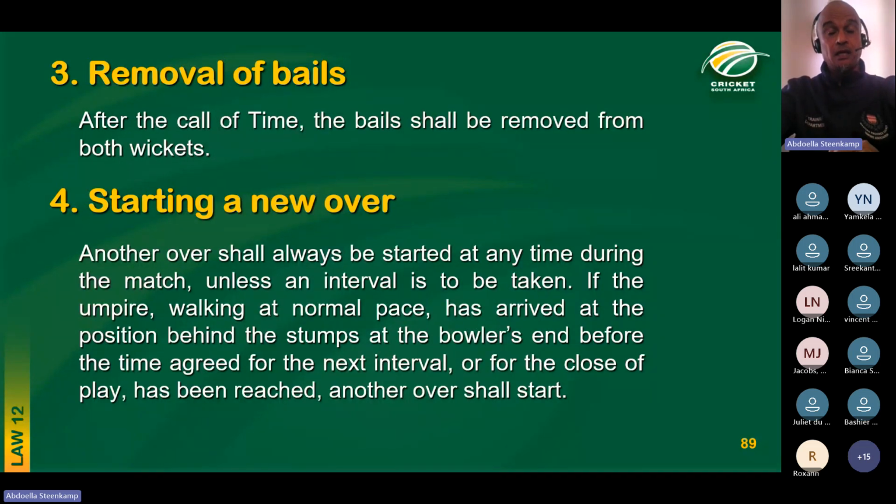If the striker's end umpire gets to behind the bowler's end wicket before 12 o'clock, a new over needs to be started. If the striker's end umpire, by walking at normal pace, does not get behind the wicket before your watch turns 12 o'clock, you will then need to call lunchtime, time and lunch. So walking at normal pace, if you get there before 12 o'clock, start a new over. If you don't get there before 12 o'clock, you then call time and lunch.